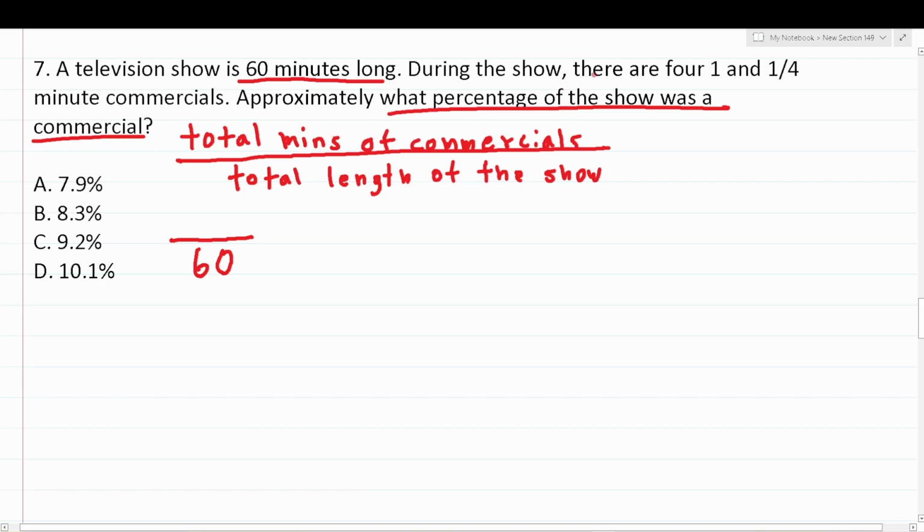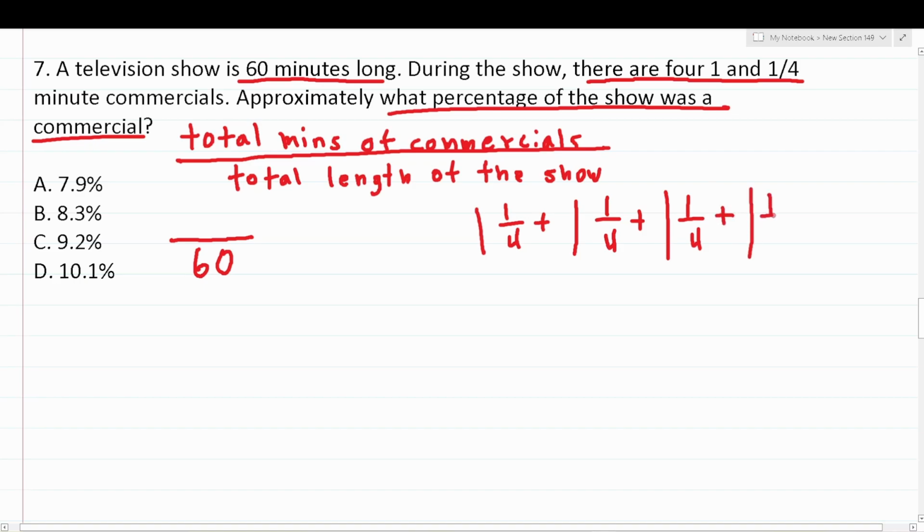Well, we were told right here that there are 4 1 1/4 minute commercials. So that looks like this. We have one commercial that's 1 1/4 minutes. We have a second commercial that's 1 1/4 minutes. We have a third commercial that's 1 1/4 minutes. And we have a fourth commercial that's 1 1/4 minutes. And by adding all those together, we'll figure out the total minutes of commercials there were during this show.